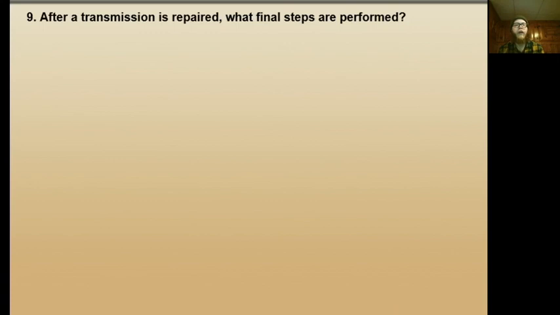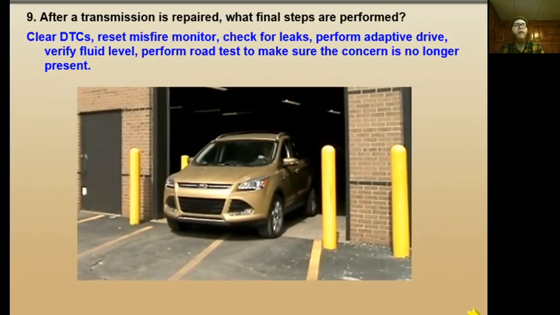After a transmission is repaired, what final steps are performed? Well, we're going to clear any codes that may have been set prior to or during our repair. We're going to reset the misfire monitor, because the misfire monitor may have picked up what it perceived as misses because of transmission slips and flares and bumps and all that kind of stuff. Obviously check for leaks. We'll perform the adaptive drive, which I think there's another question about in a second, but the adaptive drive gives the PCM or TCM time to figure out the particular characteristics of this transmission.